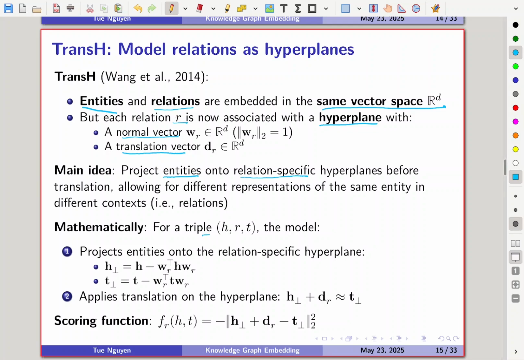Mathematically, we have a triple (h, r, t). We do the first step by computing the projection of the head on the relation plane by taking the original embedding and subtracting the component orthogonal to the plane. And we do the same with the tail to get the projection for the tail. And the second step is that we apply the translation on the hyperplane by imposing this condition, the same as TransE. And the scoring function is just a Euclidean distance.